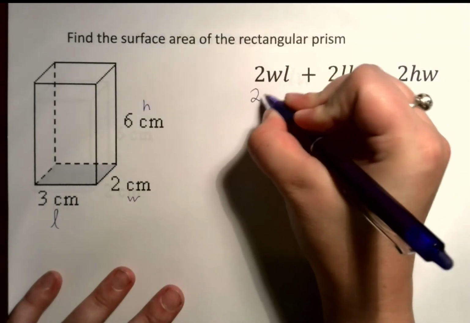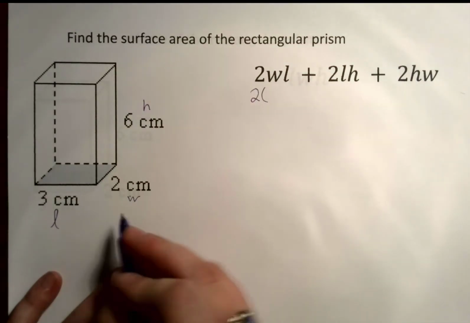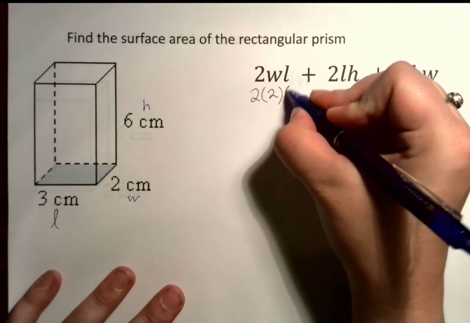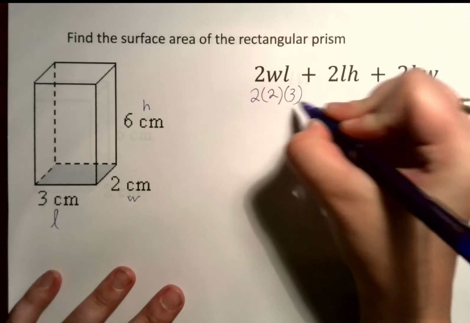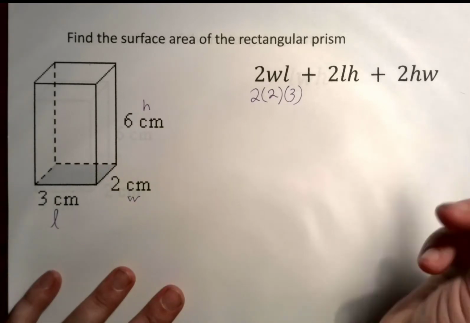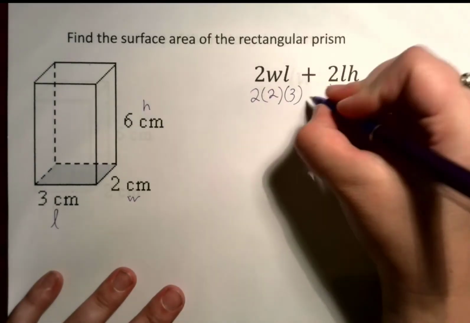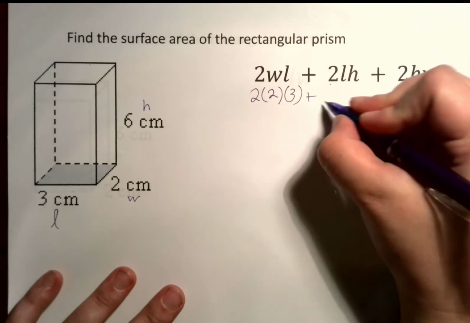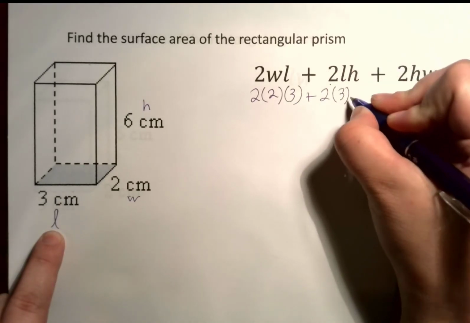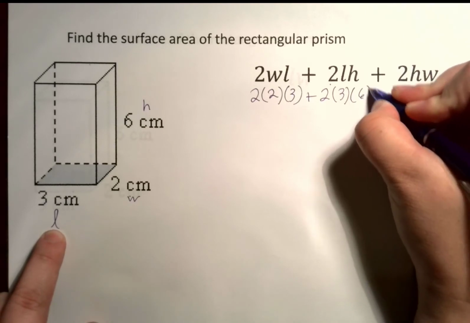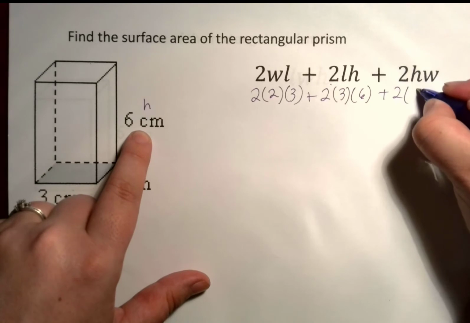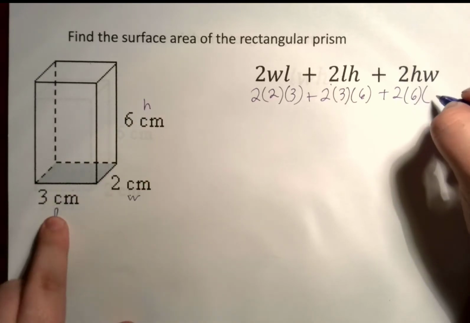So I'm going to do 2 times my width, which is 2, times my length, which is 3. And we're doing 2 times those because we've got 2 of each, right? Plus 2 times the length, which is 3, times the height, which is 6, plus 2 times the height, times the width.